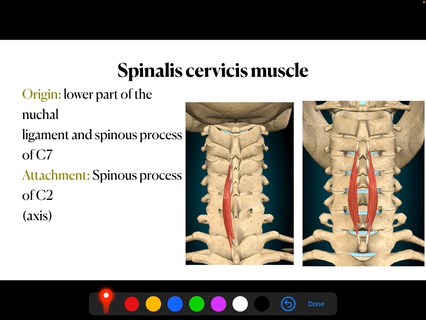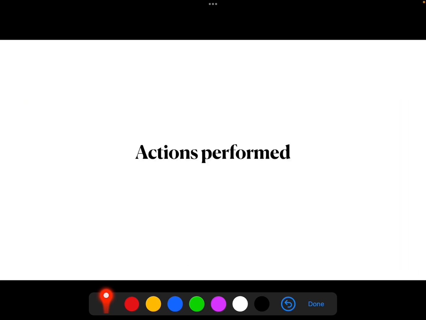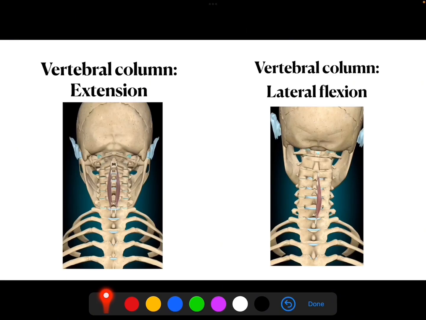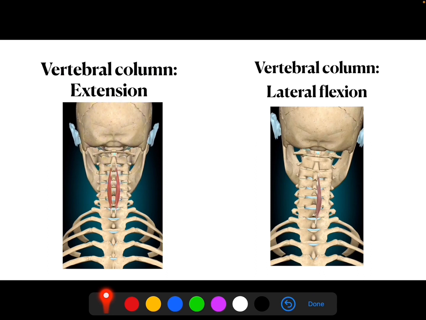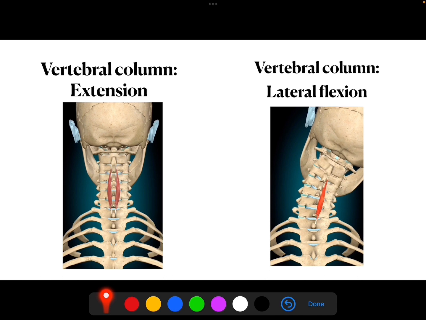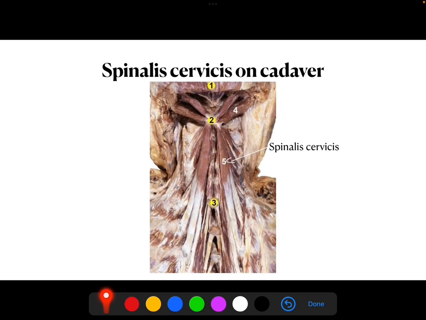Spinalis cervicis muscle. It originates at the lower part of the nuchal ligament and spinous process of C7 and attaches at the spinous process of C2, which is also known as the axis. Actions performed by this muscle: extension of vertebral column, lateral flexion of the vertebral column. This is what it looks like on the cadaver.